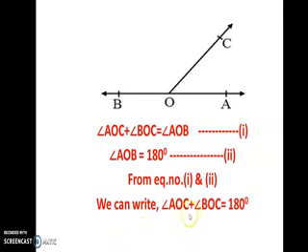So can we conclude like this? If a ray stands on a line, then the sum of two adjacent angles so formed is 180 degrees.